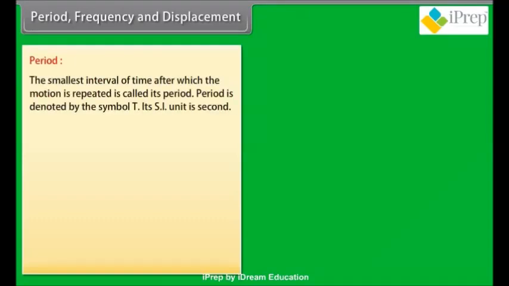Period, frequency and displacement. Period. The smallest interval of time after which the motion is repeated is called its period. Period is denoted by the symbol T. Its SI unit is second.